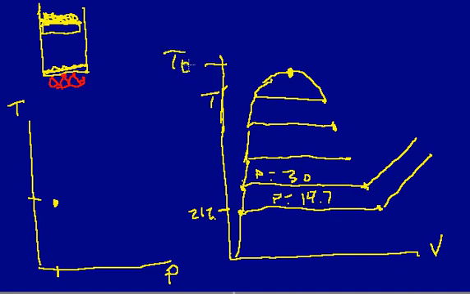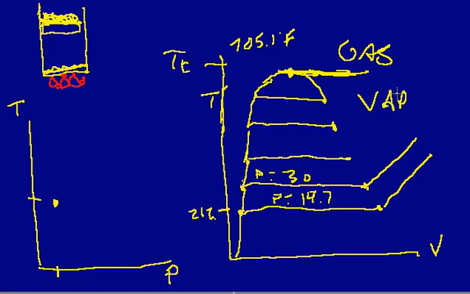For water, the critical temperature is 705.1 degrees C. I'm sorry, 705.1 degrees Fahrenheit. That's the critical temperature. Above this critical temperature, you cannot condense a gas. So we have a gas out here, vapor out here that can be condensed, and over here we have a liquid. So that's a very important concept, the critical temperature.